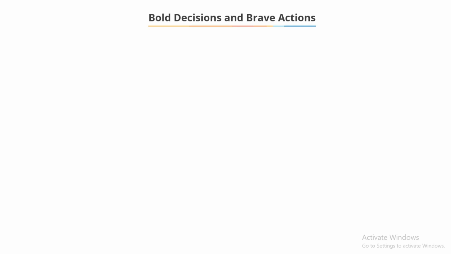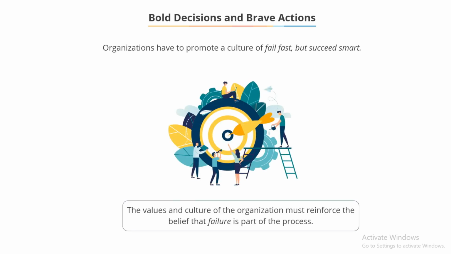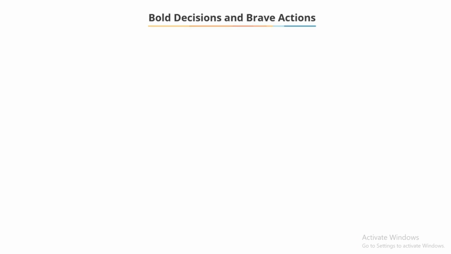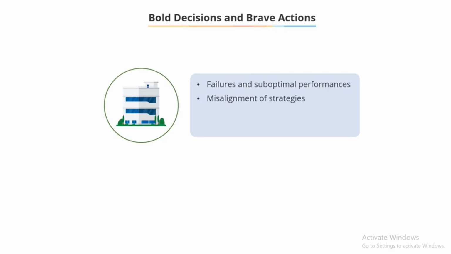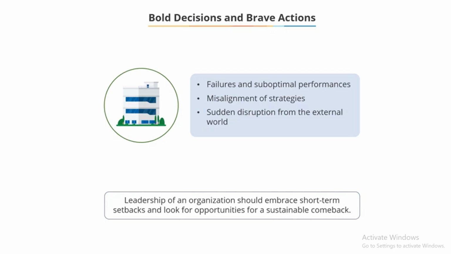We will start with bold decisions and brave actions. Organizations have to promote a culture of fail fast, but succeed smart. The values and culture of the organization must reinforce the belief that failure is part of the process. When an organization embarks on a journey, there will be failures and suboptimal performances, misalignment of strategies, and sudden disruption from the external world. The collective leadership of an organization should have the ability to embrace short-term setbacks and look for opportunities for a sustainable comeback.